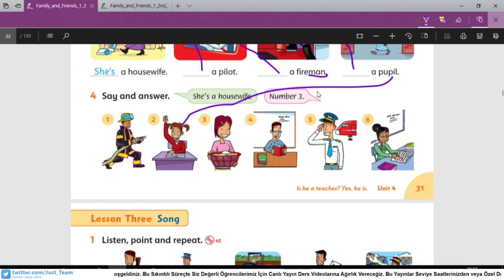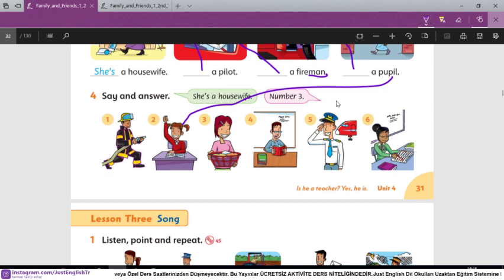Ya da buradaki gibi yapabiliriz. Ben size hangi meslek olduğunu söyleyeyim ve siz bana number'ı söyleyin. For example, she is a teacher. Which one? Number 6. She is a housewife, but it's written, sorry, number 3.